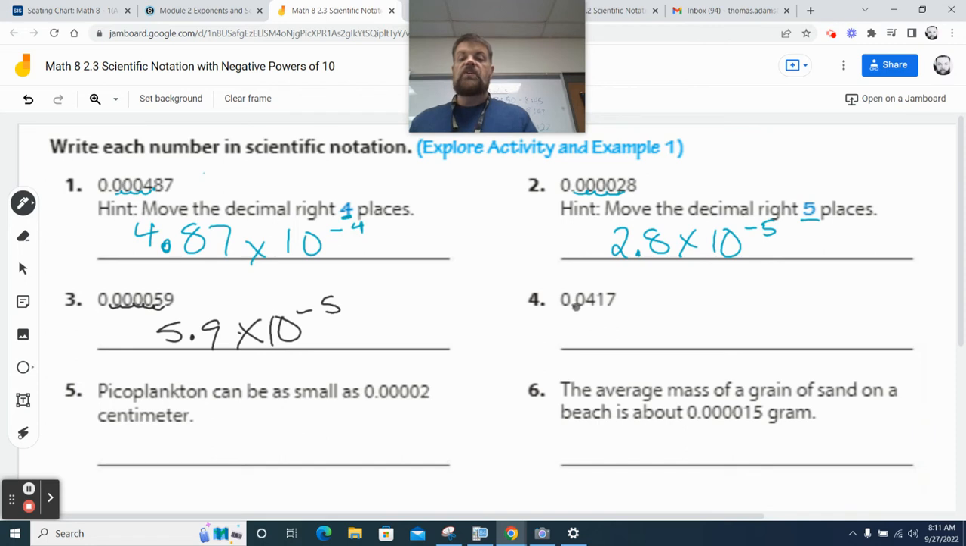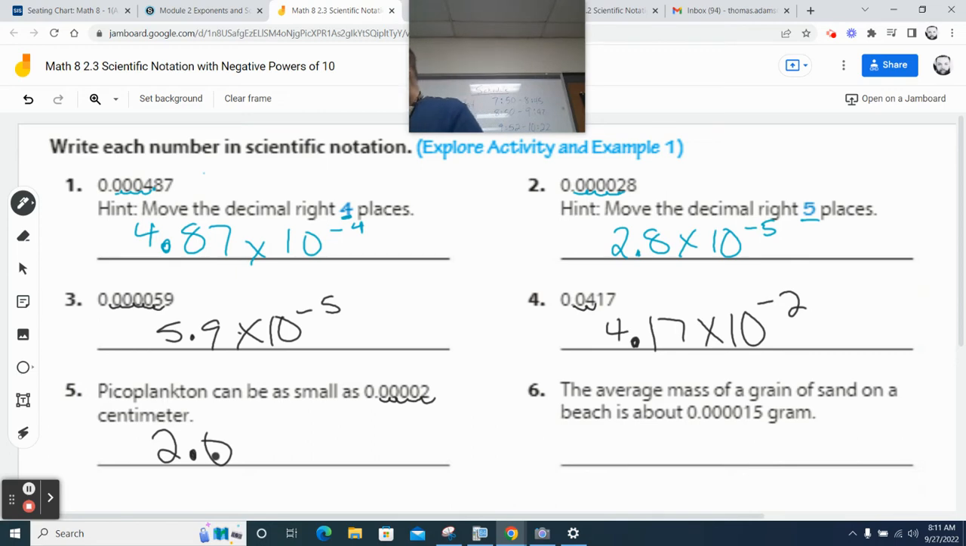Let me double check my teacher book. For this one, I'm going to move 1, 2. So I've got 4.17 times 10 to the negative 2. This one, I'm going to move 1, 2, 3, 4, 5. I'm going to write 2. Now, for some reason, we like to write 2.0. Sometimes you could write it this way, times 10 to, wait, I lost track. How many times did we move that? 5 times. Times 10 to the negative 5.